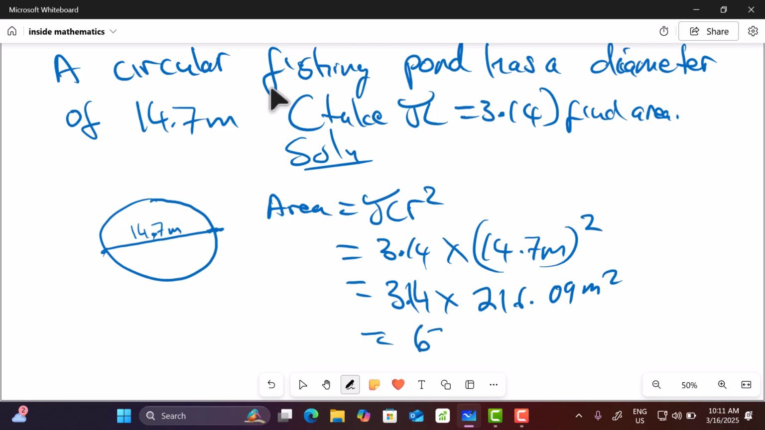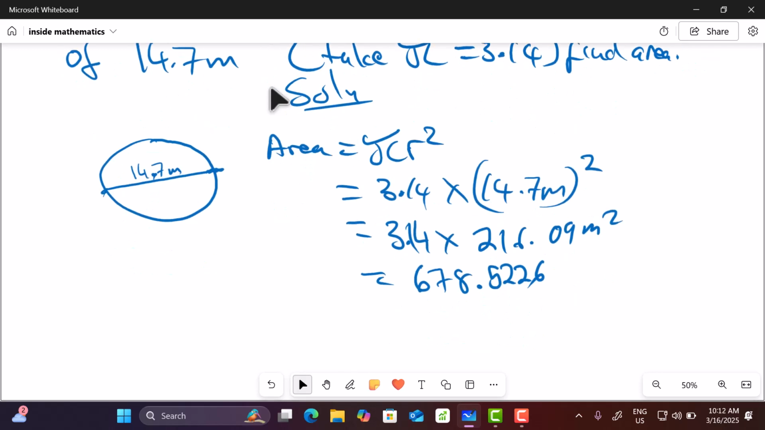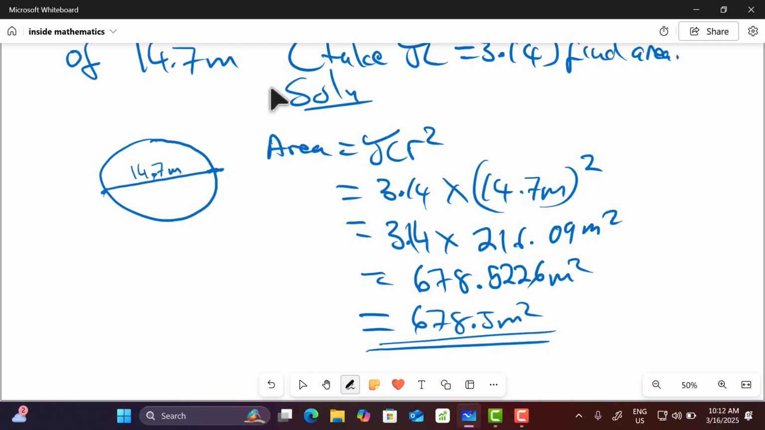Answer: 678.5226. So actually, when we are to put it into one decimal place, we get 678.5. Remember here it's meters squared, 678.5 meters squared. I think this is all for this video and for the topic.